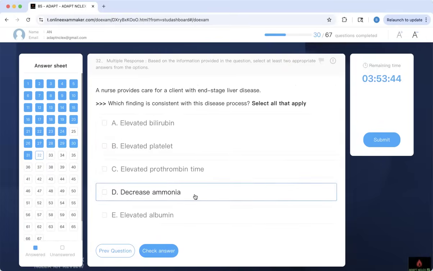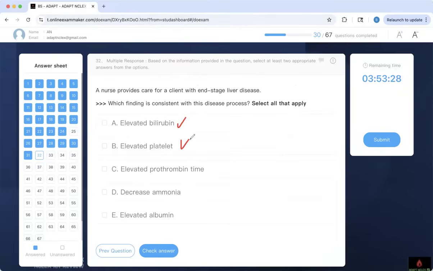And then provide care for a client with what? End-stage liver disease. Which finding is consistent with this disease process? What do you think? Let's look at our liver and figure out what is going on. Is the bilirubin going to be elevated?